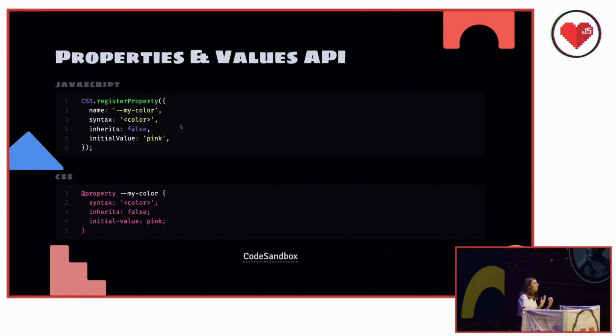With all this information provided to the browser, now the browser can transition and apply animations to these custom properties. I'm not going to go through this live code because the next part is the one that I'm really excited about, and I want to have enough time for that.